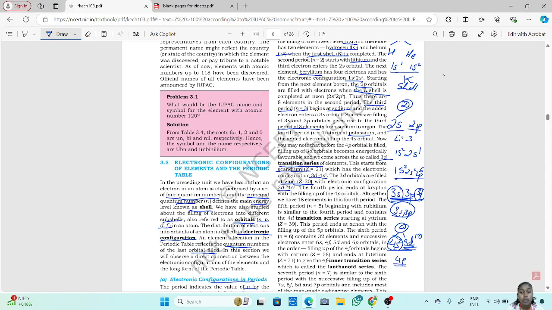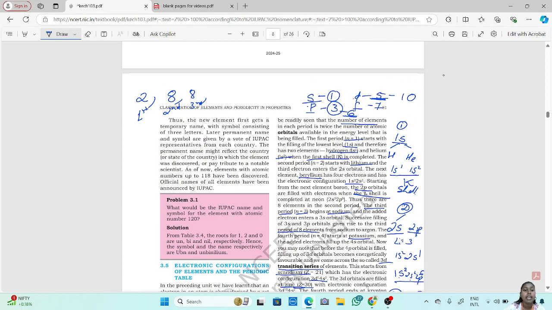Now the fourth period ends at krypton, where the electronic configuration 4s2 3d10 4p6 is attained, and the fourth period ends. The fourth period has 18 elements altogether.